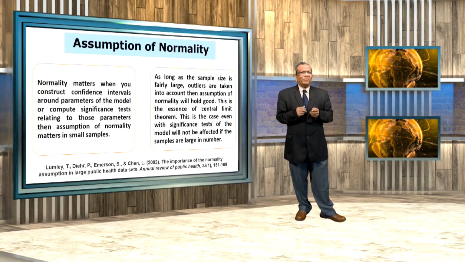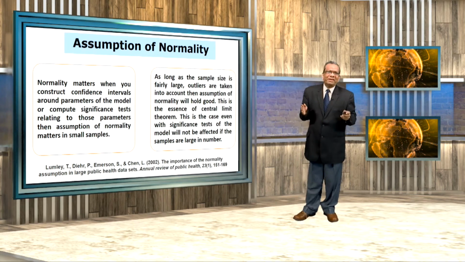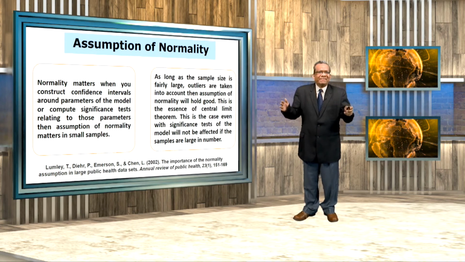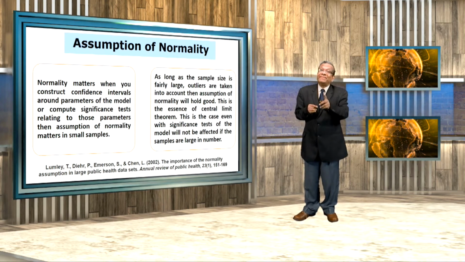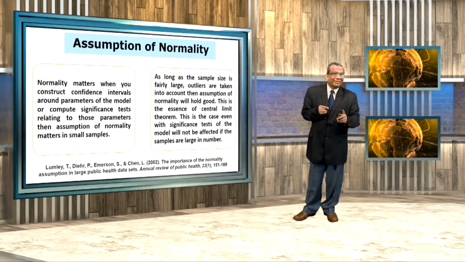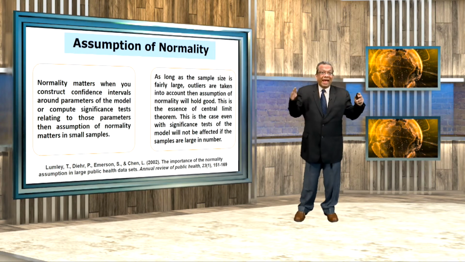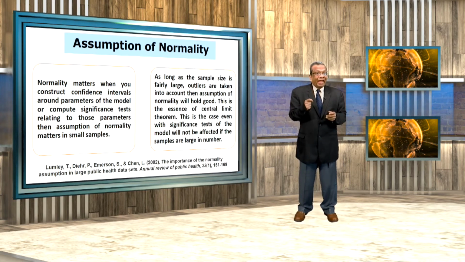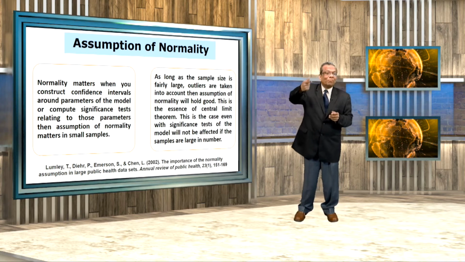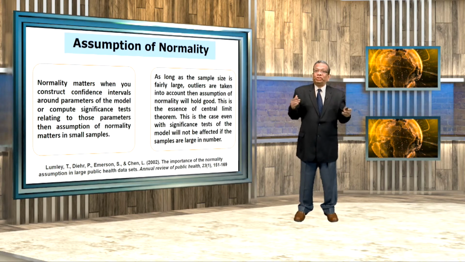Normality matters when you construct confidence intervals around parameters of the model or compute significance tests relating to those parameters, and then the assumption of normality matters in small samples. That is very important. If the sample size is large enough, then the assumption of normality of the population is not that important. As long as the sample size is fairly large and outliers are taken into account, the assumption of normality will hold good for the samples. This is the essence of the central limit theorem.